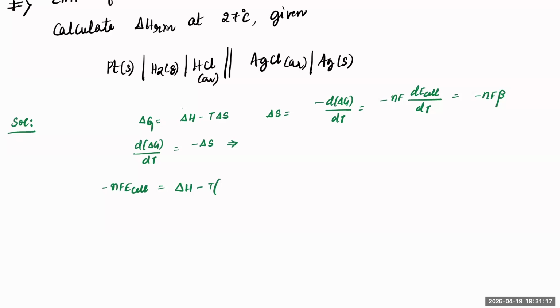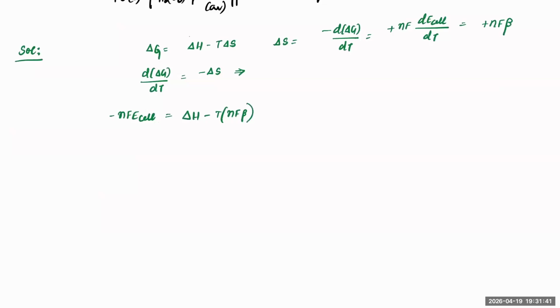See, here it is about minus, right? That minus minus will get cancelled. I forgot to write that. So here I can write this as NF into beta, correct? This is the value I have to write. So using that, I need to figure out what is the value of delta H here. So I can write this as delta H is equal to minus NF E cell plus T NF beta.